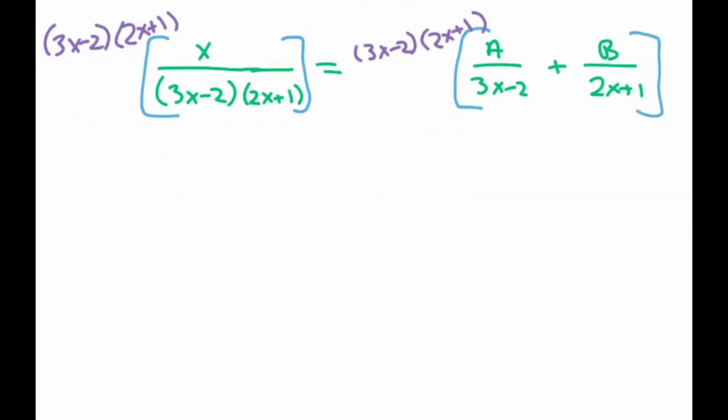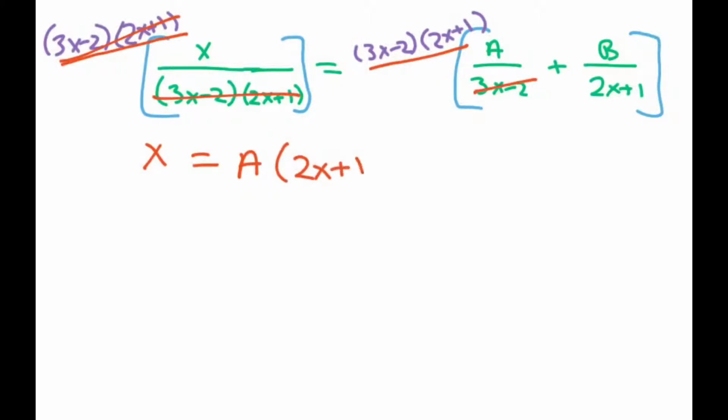So the first thing we're going to do is clear the fractions. We multiply by our least common denominator, and those will cancel on the left side. This will cancel with that, and you're going to get A times 2x plus 1 plus B. These two cancel, and you're left with 3x minus 2.